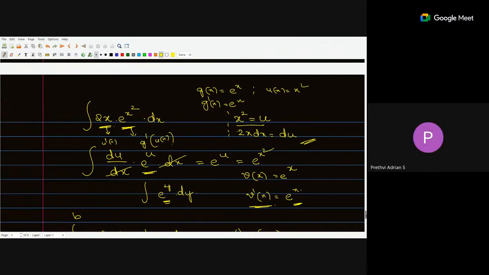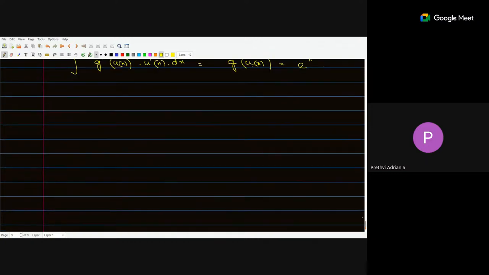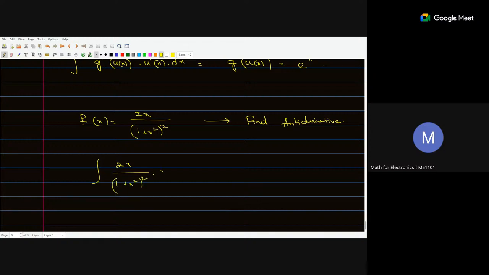Okay, sir. Sir, could you please explain the example? f of x is equal to 2x divided by (1 plus x square) whole square. Yes, sir. So for this, we need to find the antiderivative, is it? Yes, sir. So now you should be very clear that the antiderivative is the integral of this, right?